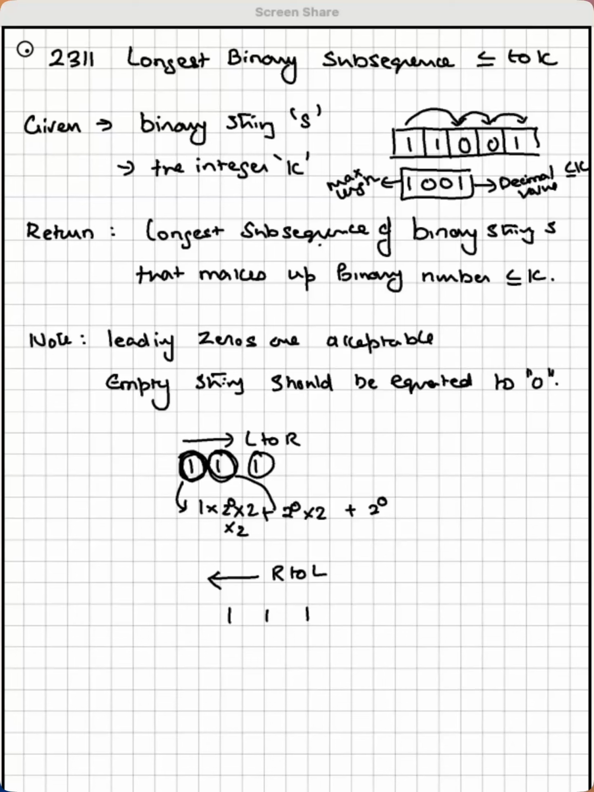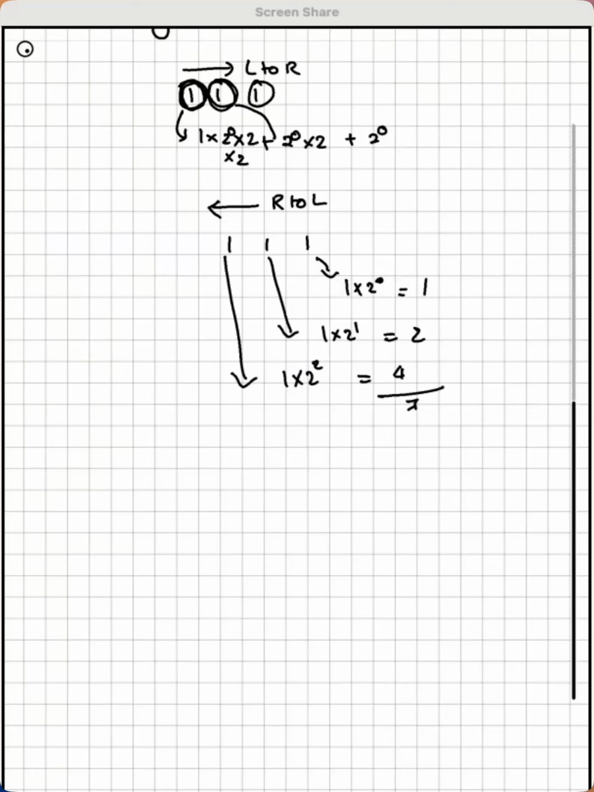Okay, so again, if you had 111, what I would do is 1 into 2 power 0 and add that to 1 into 2 power 1 and add that to 1 into 2 power 2. So this gives me 1, this gives me 2, this gives me 4, and I add them up to get 7.